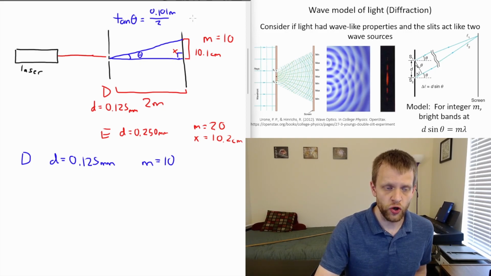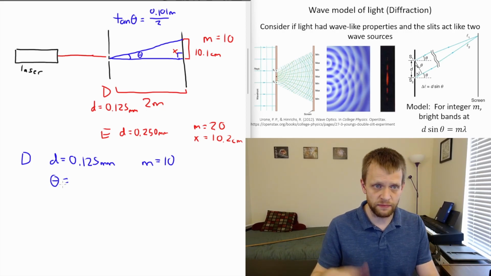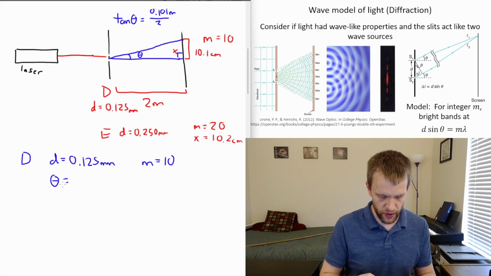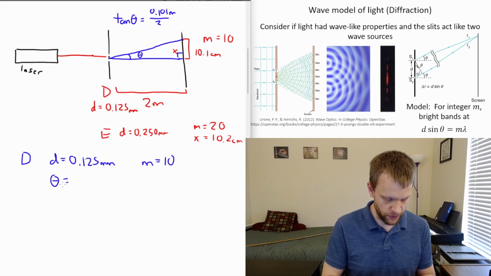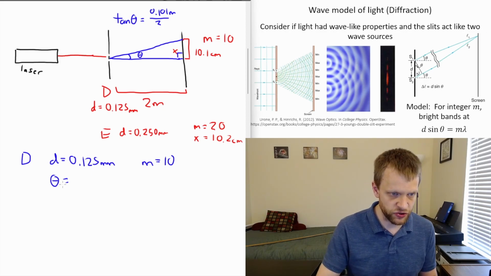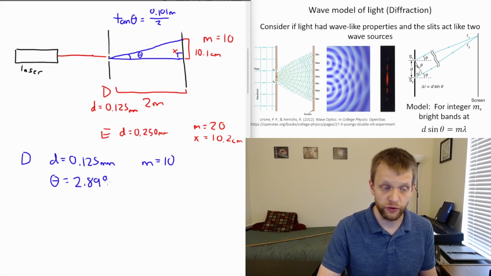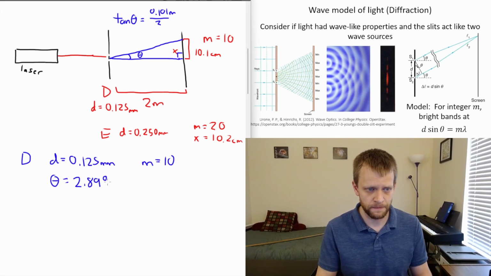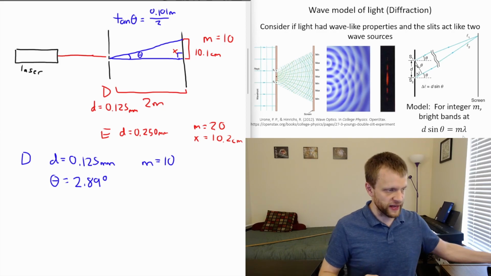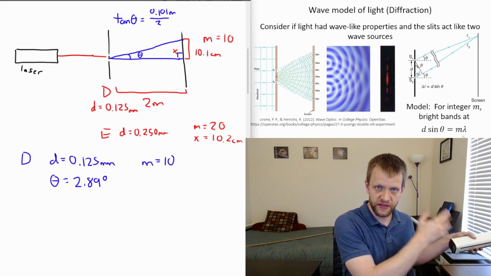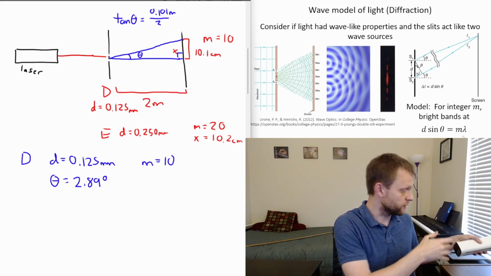If I rearrange this, do that division, 0.101 divided by 2, and then take the inverse tangent of both sides, I get my angle as being 2.89 degrees for that diffraction angle. And let's see if we can take this information together and figure out what is the wavelength of this particular laser, this helium neon laser?